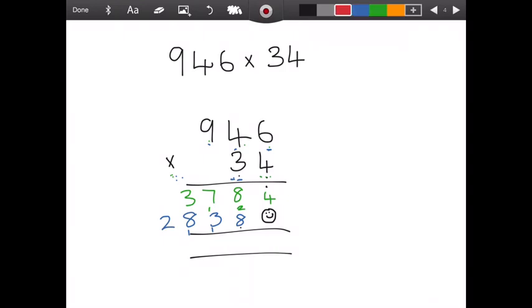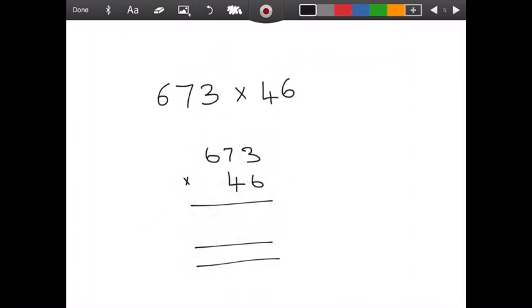The last step is to add them all together. 4 add 0 is 4, 8 add 8 is 16, carry the 1, 7 add 3 add the 1 is 11, 8 add 3 is 11, add the 1 is 12, and at the end 2 and 1 is 3. So our answer is 32,164.